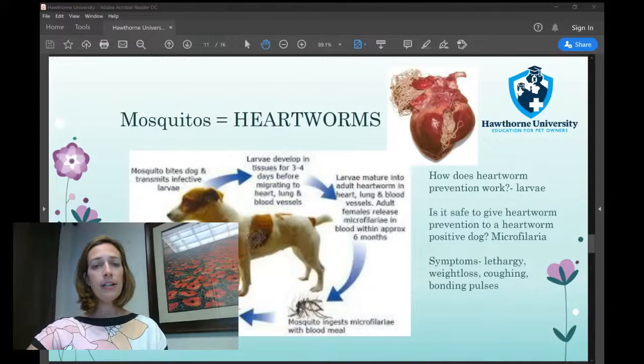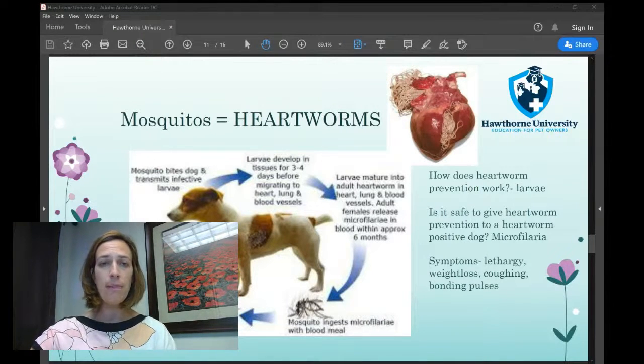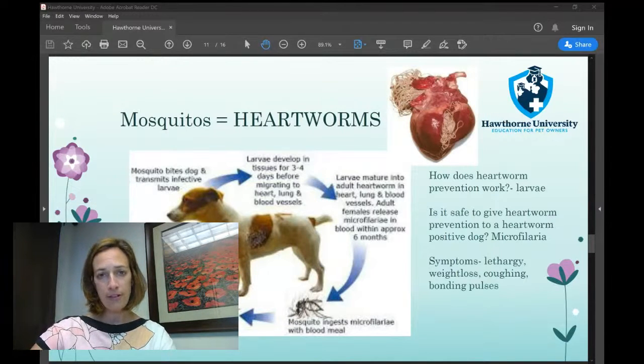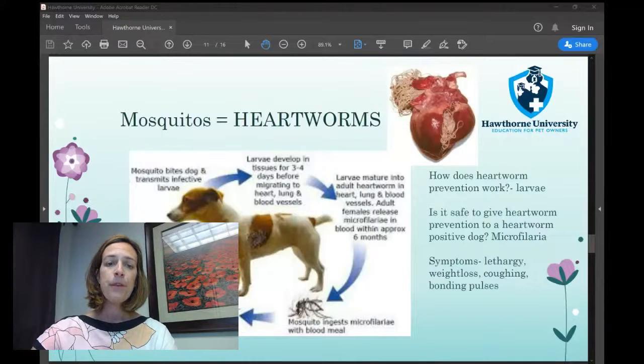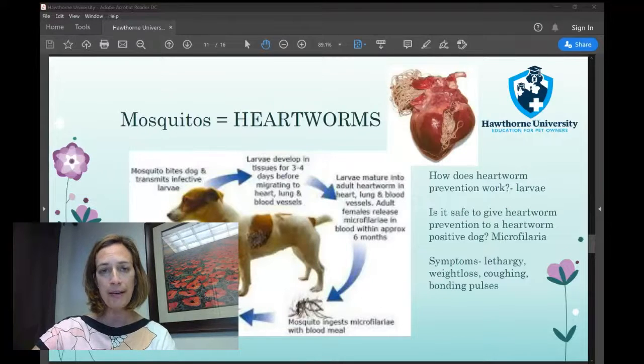So heartworms, you're going to hear us talk about this a lot when you come into the clinic. This is one of my soapboxes I'm going to get on, but I will keep this quick for you guys. But just so you understand the importance of why we use heartworm prevention. Mosquitoes this time of year, Southern Illinois, Southern Missouri, this is a real thing.